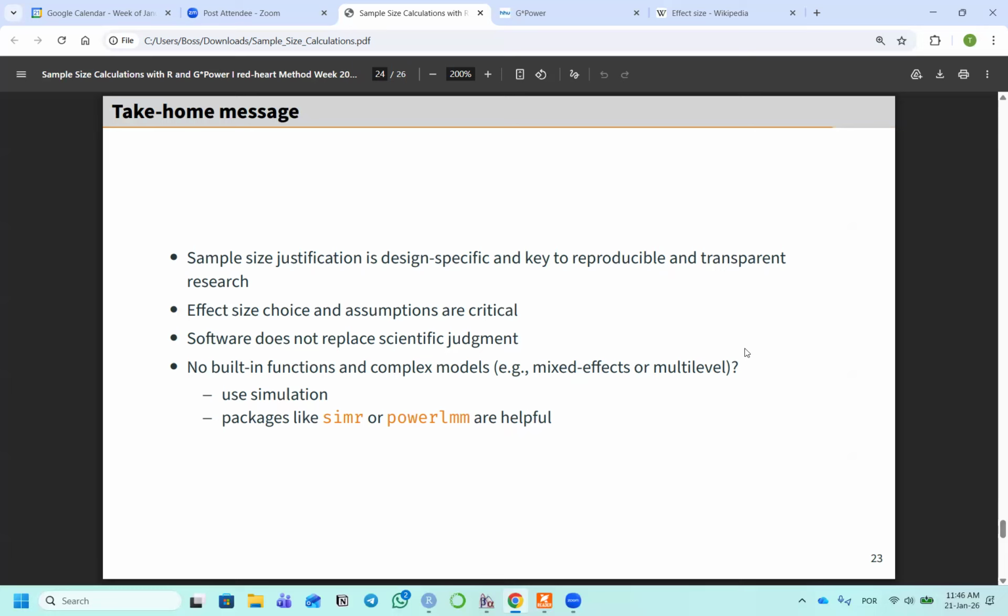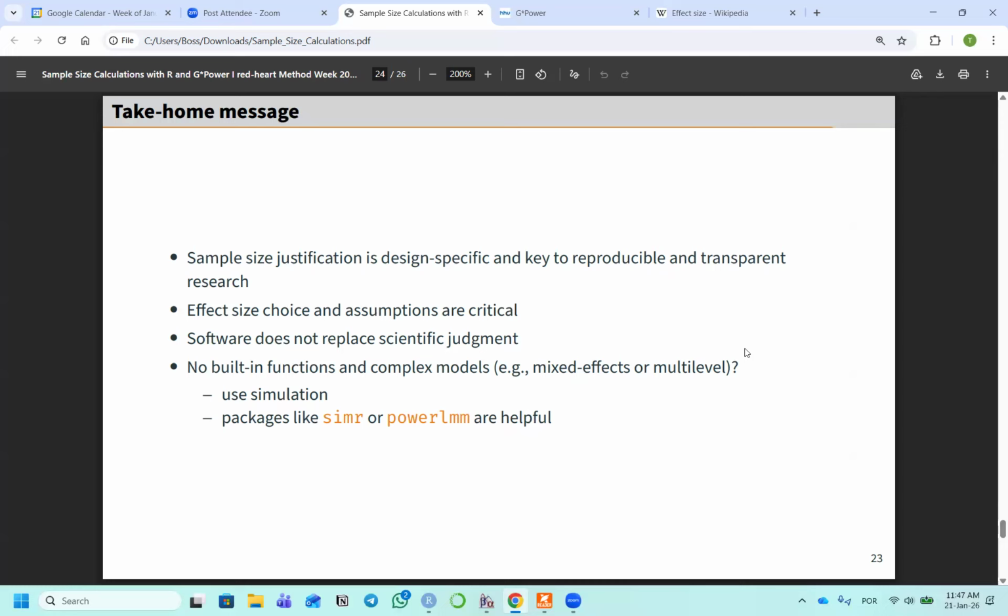Number two, effect size choice and assumptions are very critical. Am I dealing with correlation, f square, whatever? You have to fix the type of effect size you are dealing with, and what the underlying assumptions and limitations are. That's it. And software cannot replace scientific judgment.